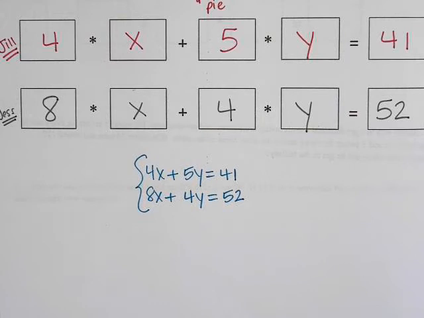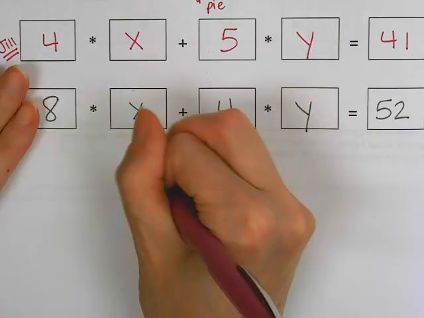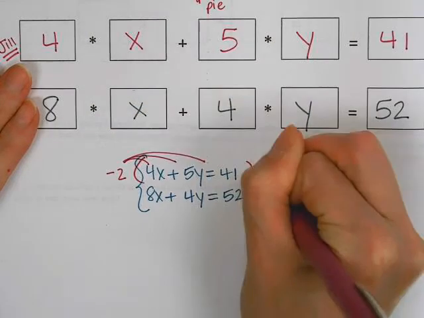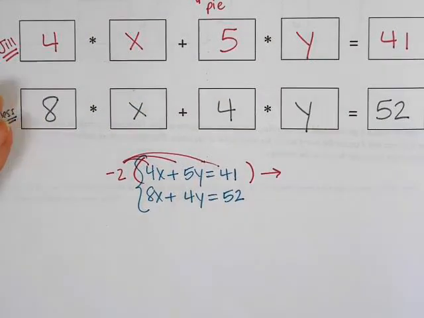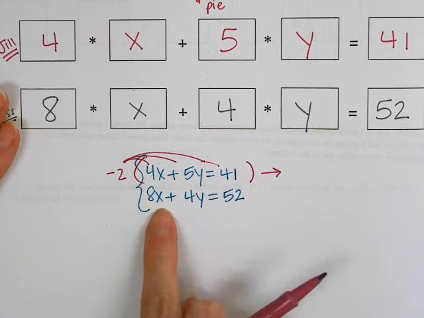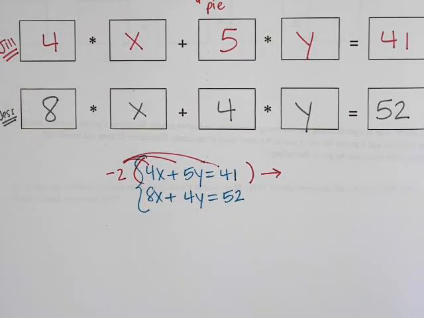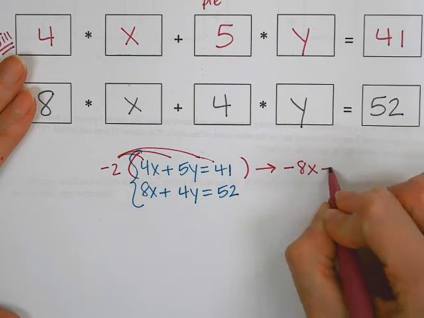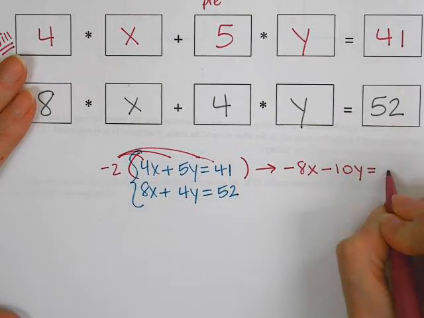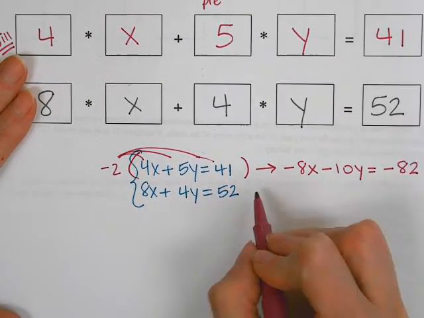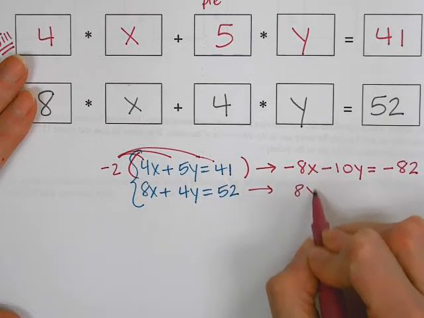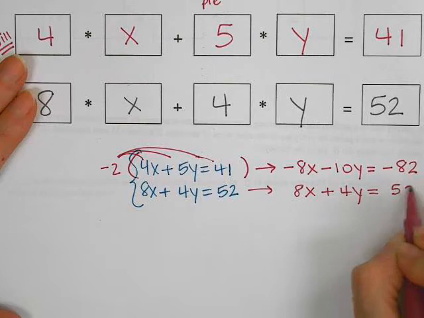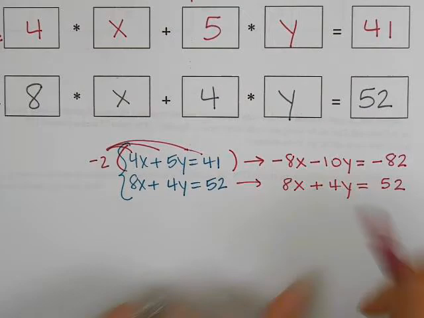I would say elimination again. And what leaps out at me is multiplying the top by -2, because then I'd get a -8 to cancel with a +8. All right, so if you distribute the -2, we're at -8x, -10y equals -82. And the bottom I'm actually going to leave alone. 8x plus 4y equals 52. And then this is really easy to solve.